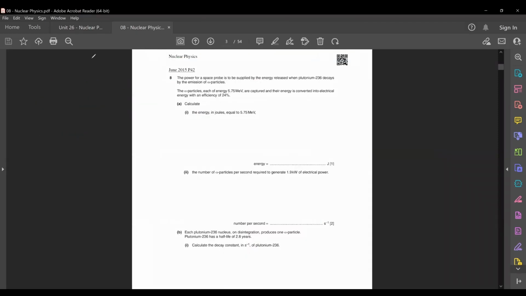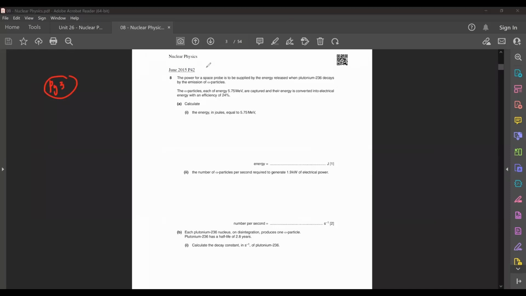For page 3 of your worksheet, this one is actually June 2015 P42. Now here they mentioned that the power for a space probe is to be supplied by the energy released when plutonium-236 decays by the emission of alpha particles. The alpha particles, each of energy 5.75 mega eV, are captured and their energy is converted into electrical energy with efficiency of 24%. From here, calculate the energy in joules equals to 5.75 mega eV.